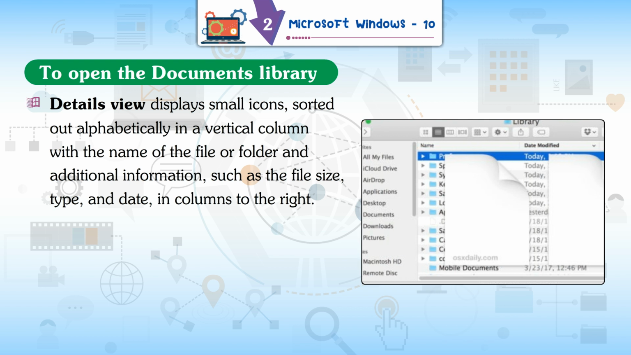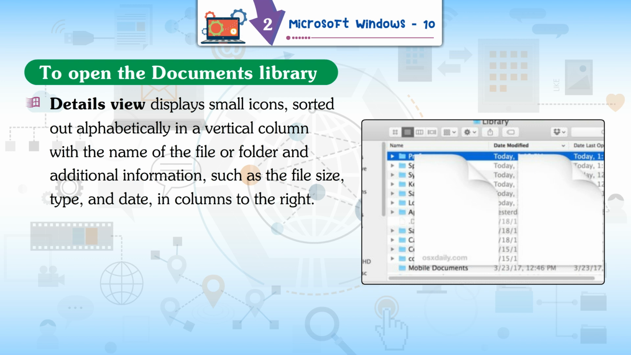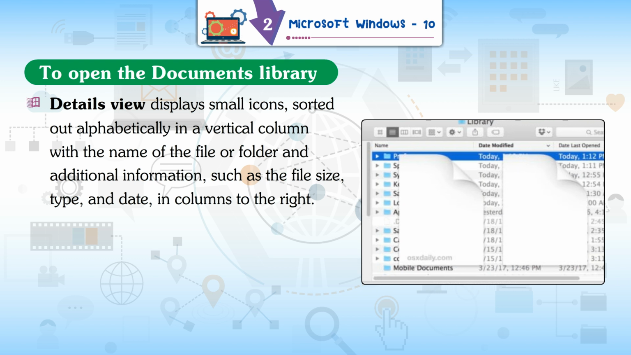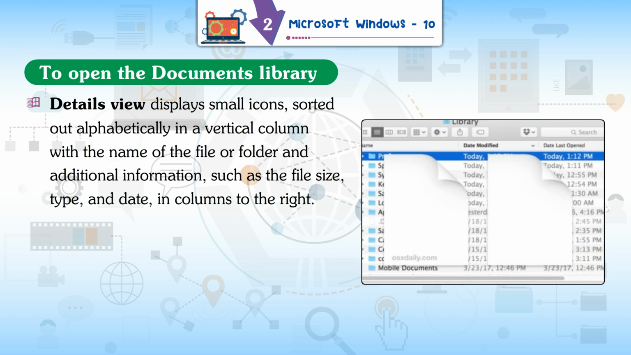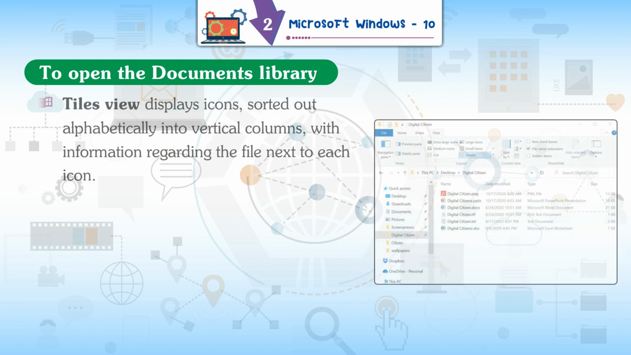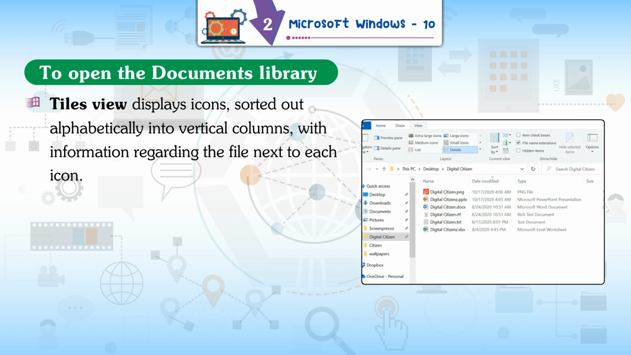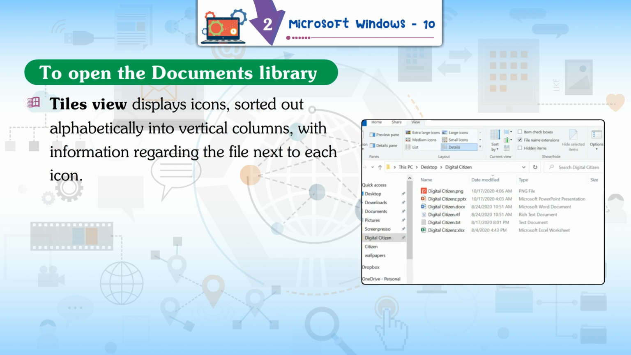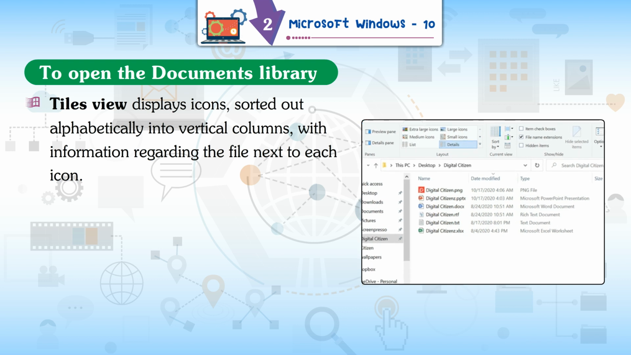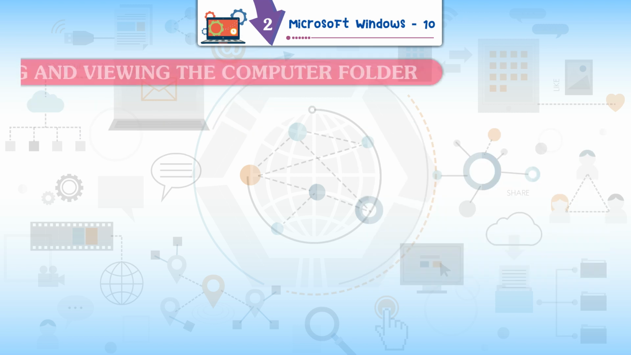Details view displays small icons sorted out alphabetically in a vertical column with the name of the file or folder and additional information such as the file size, type, and date in columns to the right. Tiles view displays icons sorted out alphabetically into vertical columns with information regarding the file next to each icon. Content view, new, displays medium icons in a vertical column with date modified information.